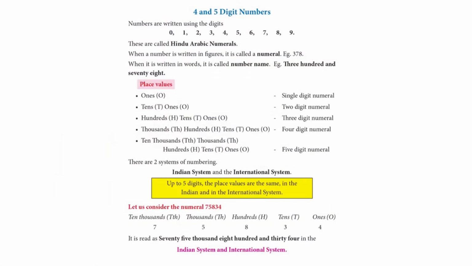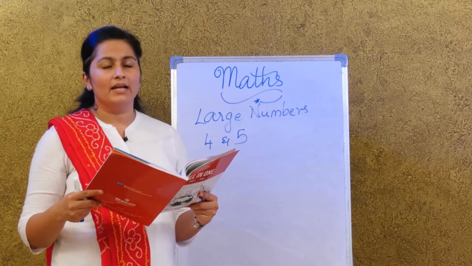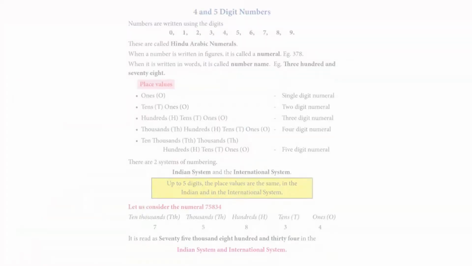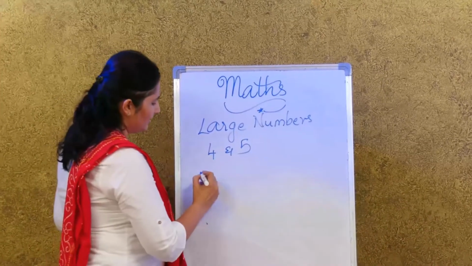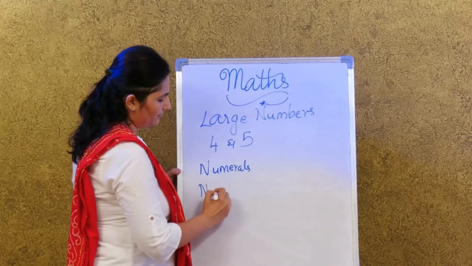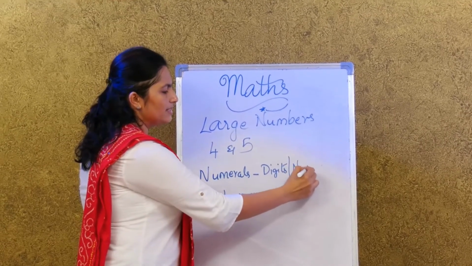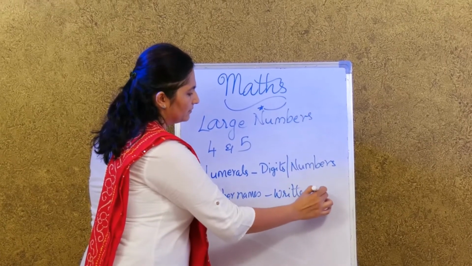Numbers are written using digits. We have all learned that so far, 0 to 9, and these are called Hindu-Arabic numerals, or the Indian system of numbering. And we all know numbers and numerals are the same. When you have to name the number, we use the writing system where we name it in written words. So, when it is in written words, it is called number names, and when it is in numbers and digits, it's called numerals. It's easy, right? Numerals are in digits or numbers itself, and number names are written words.